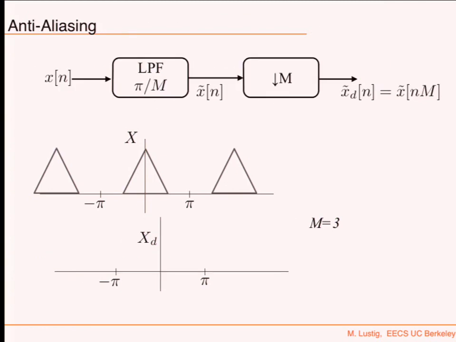Okay. So that is a problem. If I want to downsample by a factor of 3, that's a problem. I need to do something about it so I don't get aliasing. What do I do?